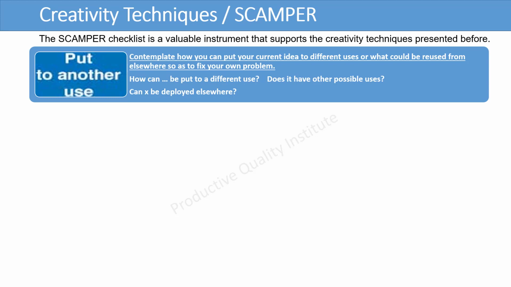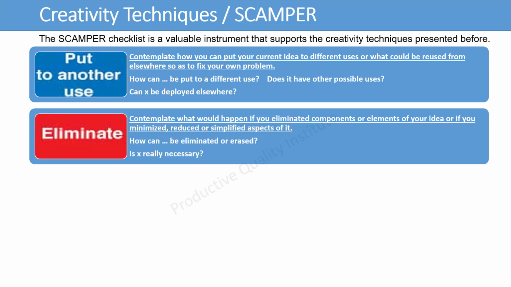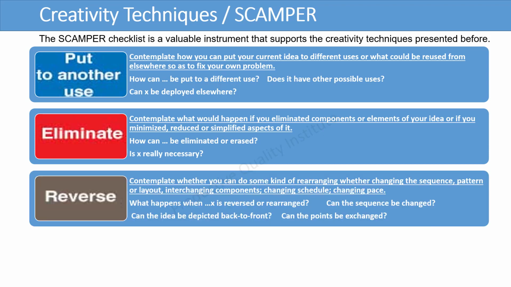Put to other uses. How can X be put to a different use? Does it have other possible uses? Can X be deployed elsewhere? Eliminate or erase. How can X be eliminated or erased? Is X really necessary? Reverse or rearrange. What happens when X is reversed or rearranged?